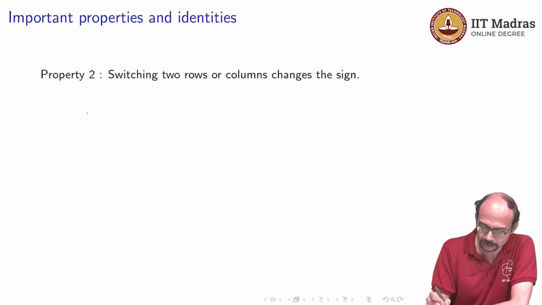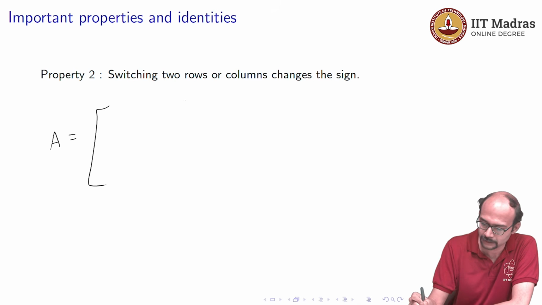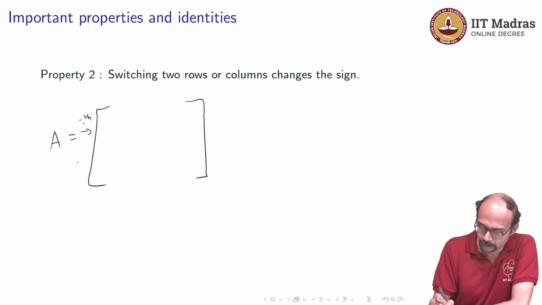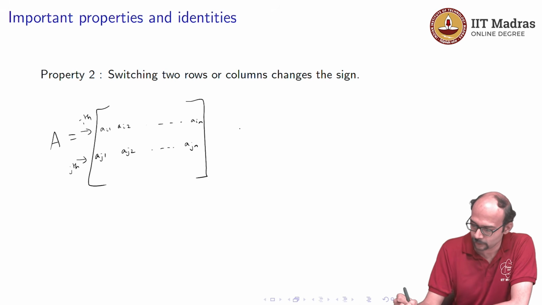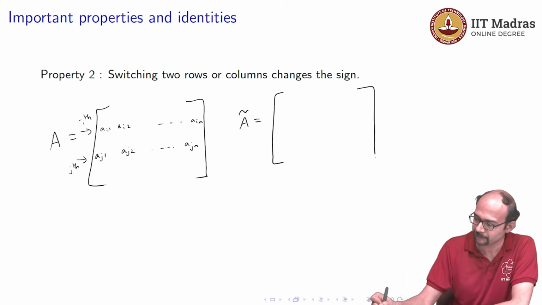So what do we mean by switching two rows or columns? Let me recall what that was. So if A is like this, this is the ith row, this is the jth row, so this is AI1, AI2, AIN, this is AJ1, AJ2, AJN. So we'll switch these two rows to get this new matrix A tilde.